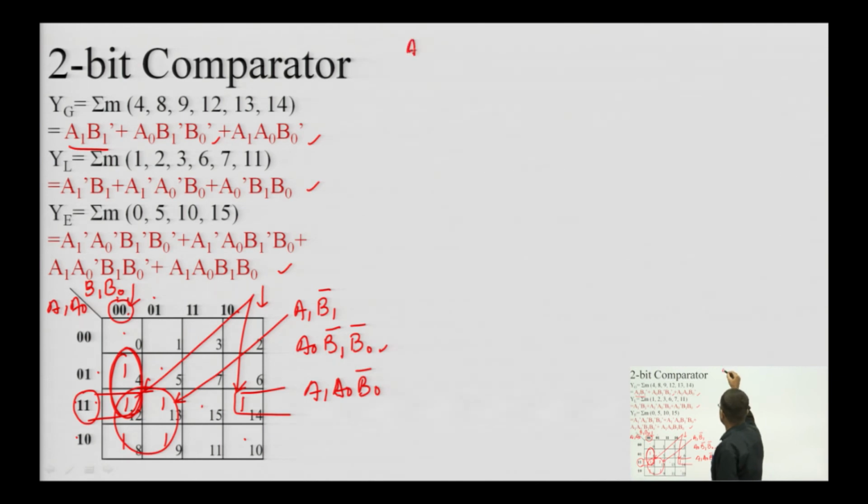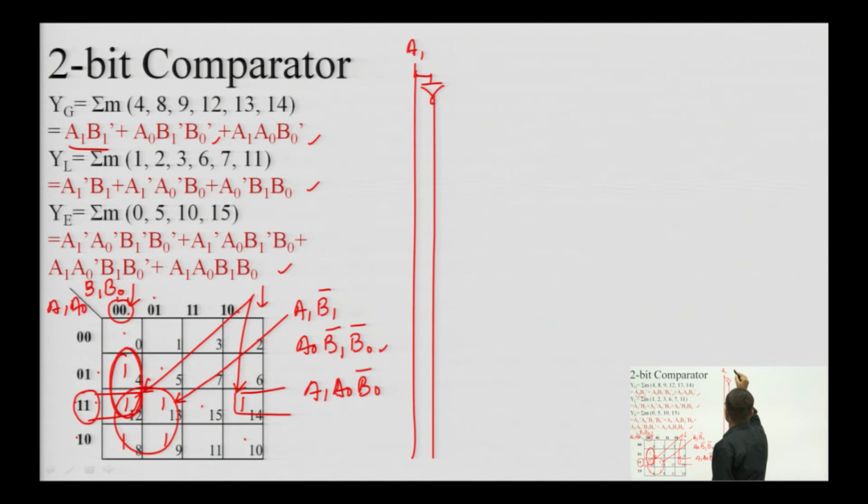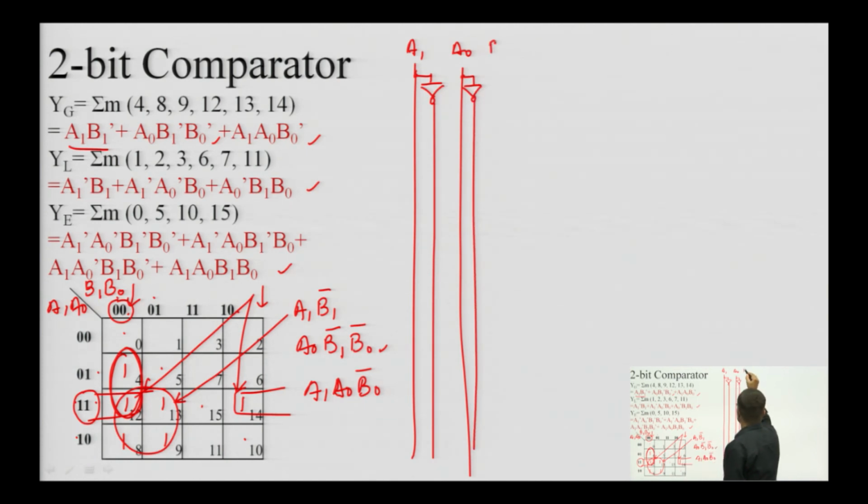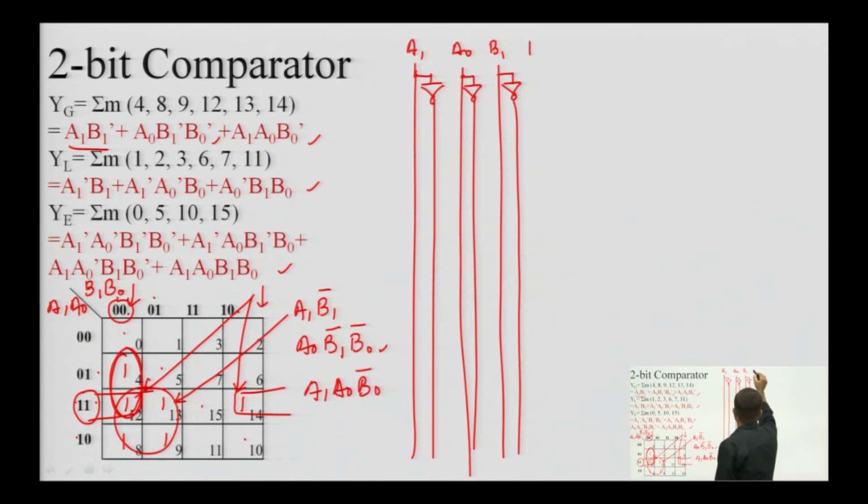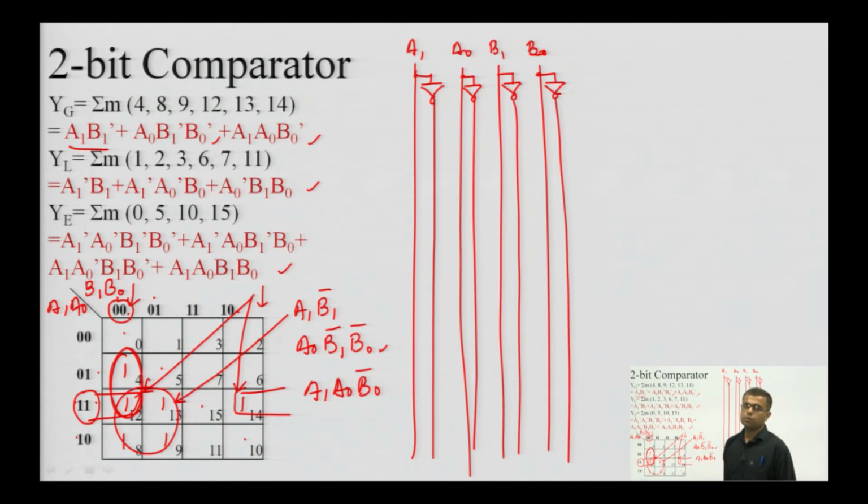So, there is variable A 1, NOT gate is going to be used for it. Similarly, there is a variable A naught, similarly B 1, and B naught. Okay. So, we can start generating the products, and those products can be added together later on to generate the final sum, or we can say the final output.